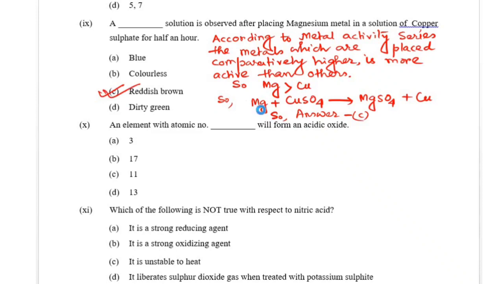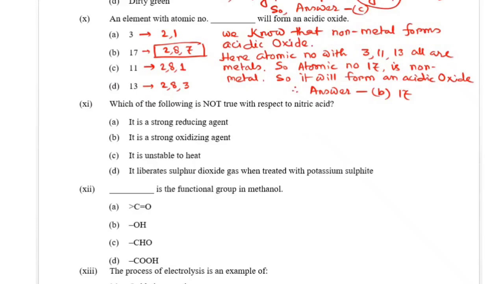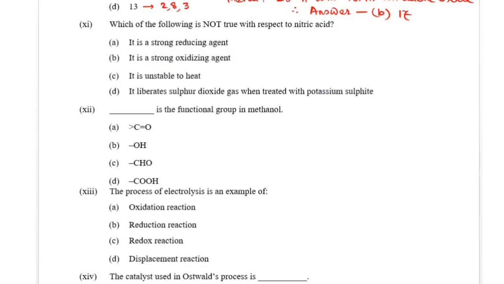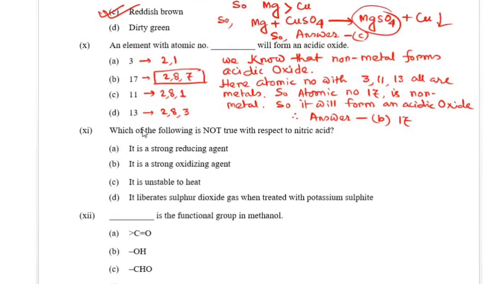Reddish brown. Okay? Because here, magnesium sulfate is colorless and copper is brown. Okay, let us move to the next question. An element with atomic number dash will form an acidic oxide. Here the atomic numbers are 3, 17, 11 and 13. Their outermost electronic configurations are 2,1; 2,8,7; 2,8,1; and 2,8,3.